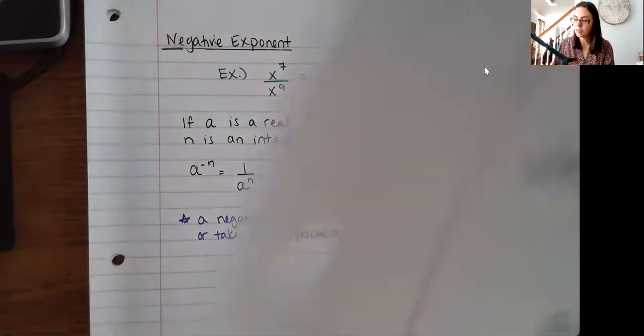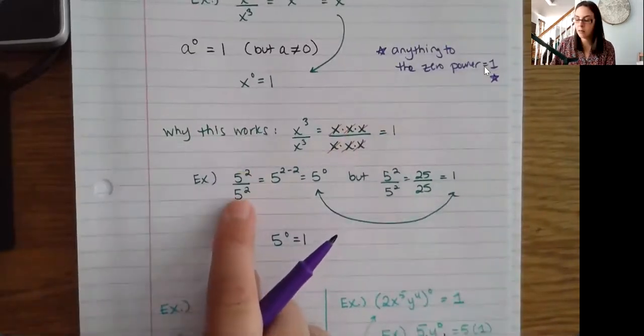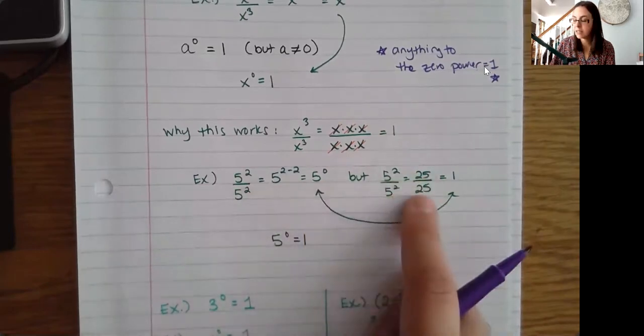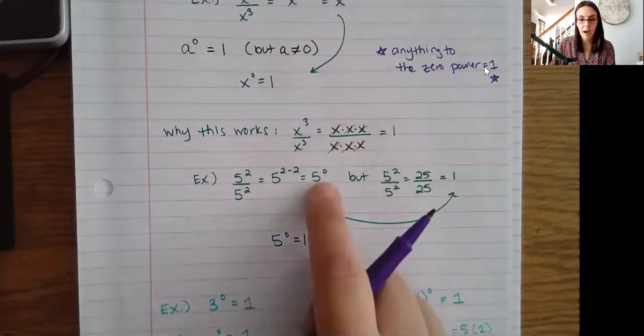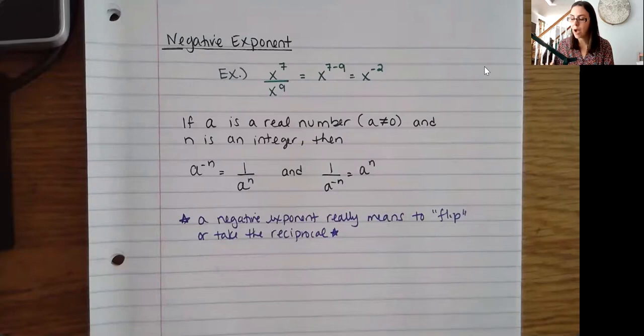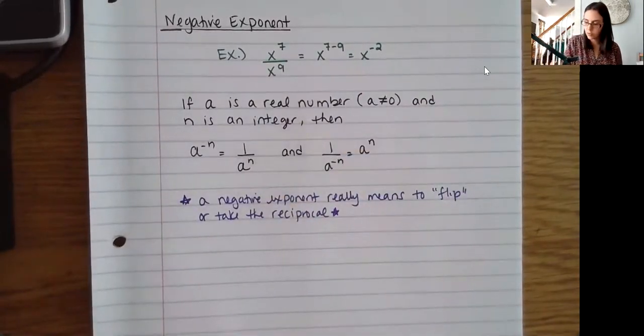I showed you that with the zero exponent over here, right? Just doing an example, you can see that when I use the quotient rule and when I go back to my regular arithmetic, these things have to match. They have to give the same answer. So that's why a 0 power is equal to 1. And here, I'm going to show you why a negative exponent gives you this flipping action. So let's do an example again.